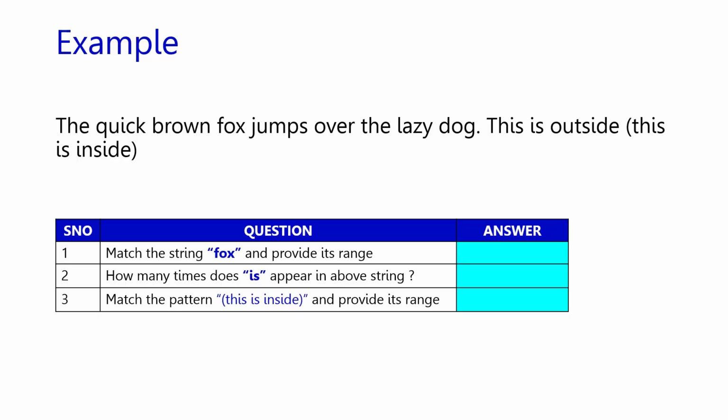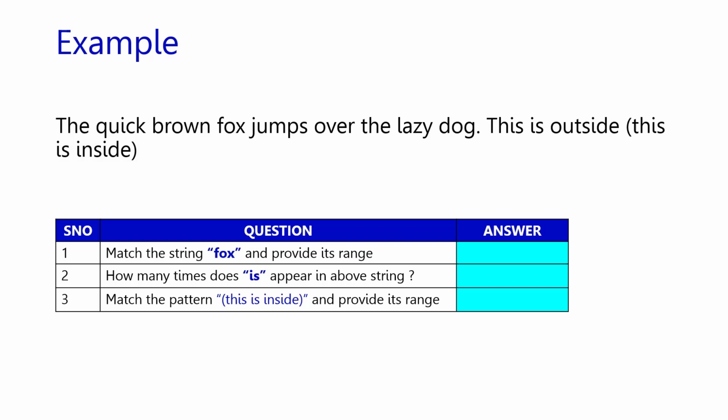Welcome back. In the previous lesson, we have seen the simplest form of matching, which is just providing some word or just providing some text. We can actually match the characters. So based on the knowledge that we have gained, let's try to answer this question. Here I have an example string: the quick brown fox jumps over the lazy dog. This is outside, (within braces, this is inside). Now let's answer the three questions.